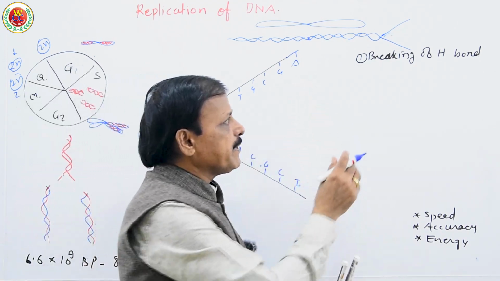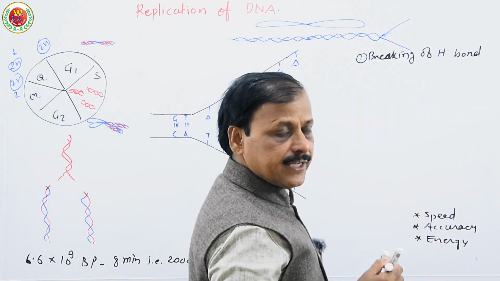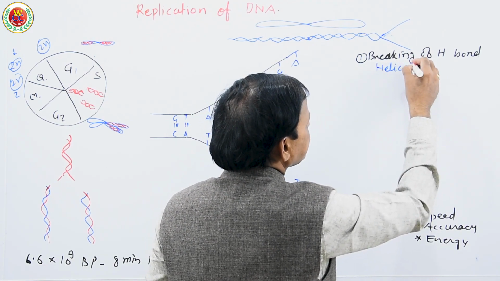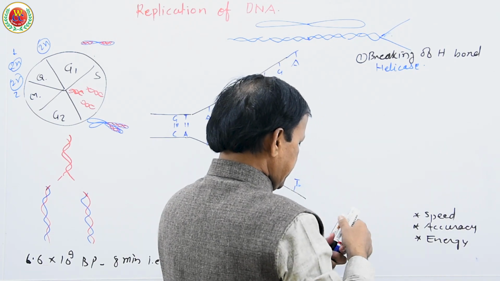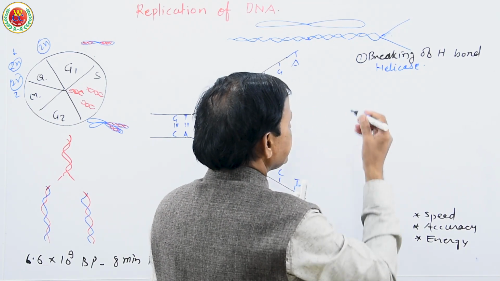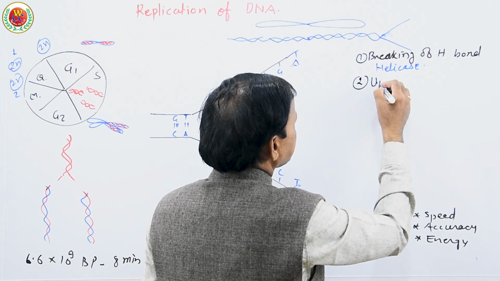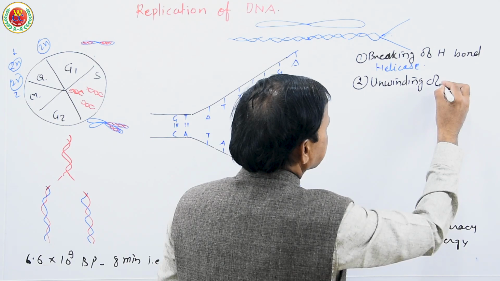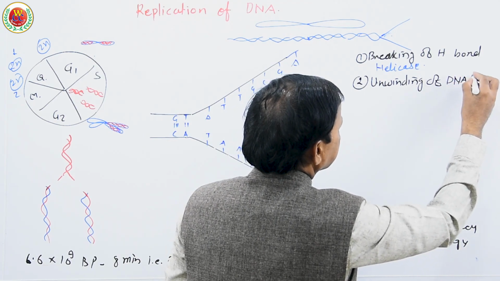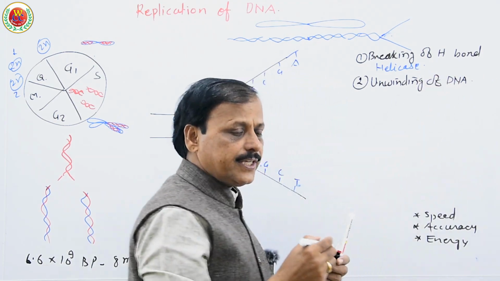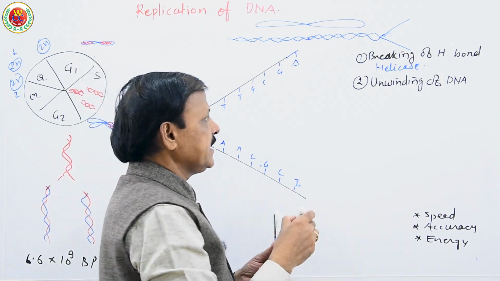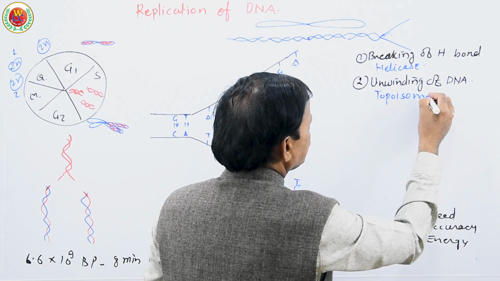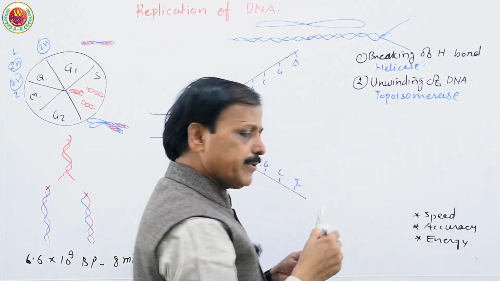So these hydrogen bonds are broken by the helicase enzyme. Which enzyme? Helicase enzyme is very important. Then unwinding of DNA. Second step is unwinding of the DNA double helix. It is catalyzed by a specific enzyme called topoisomerase. Topoisomerase causes unwinding of DNA.